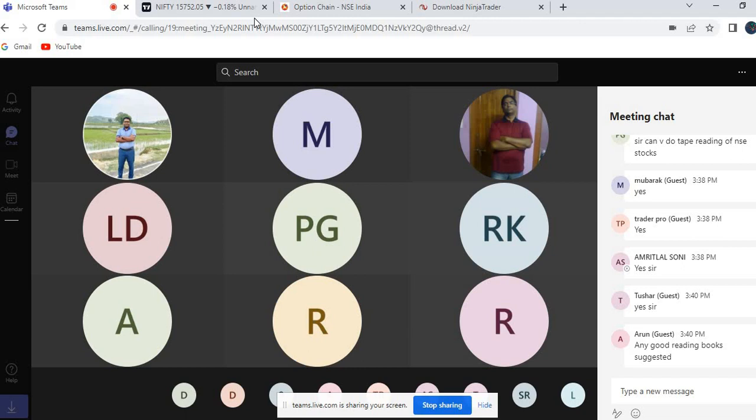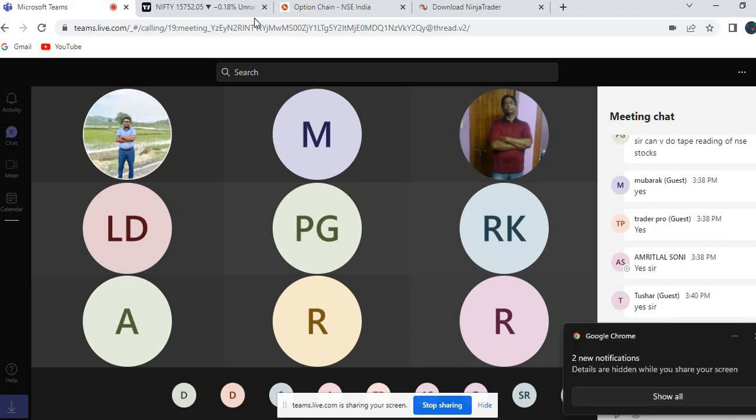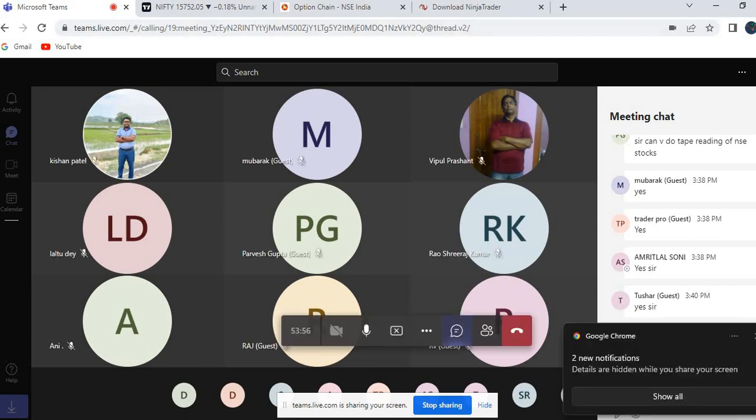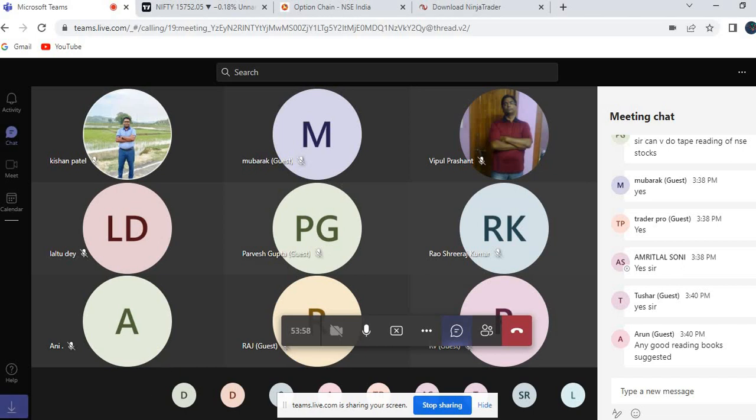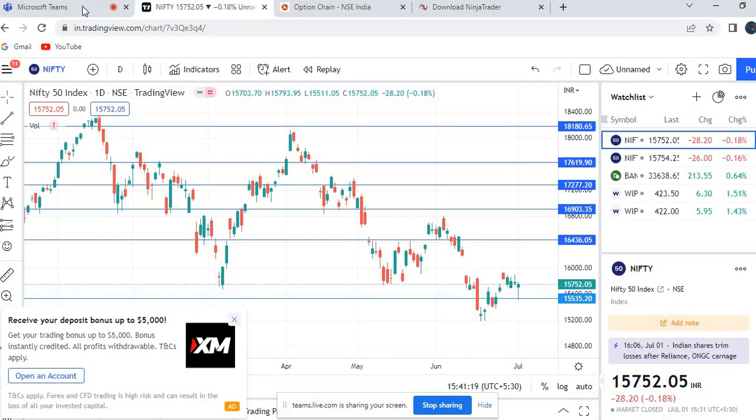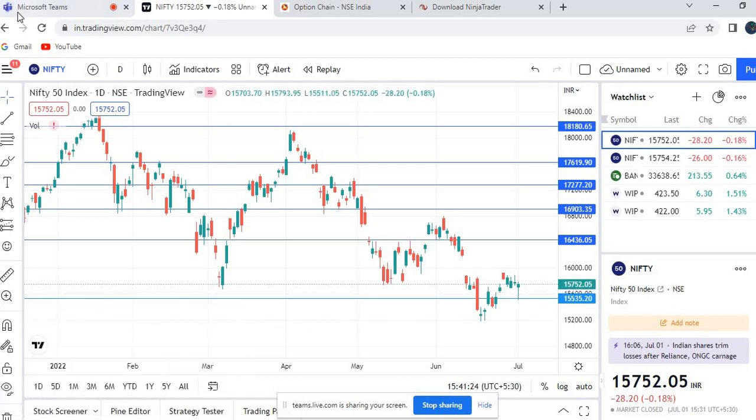Refining yourself is good for yourself only because, as I told you, the market is there every day. You just have to be patient to mint money from the market. Otherwise, in this kind of rush, you're going to trade and then incur some big losses. Then you are out of the market forever.